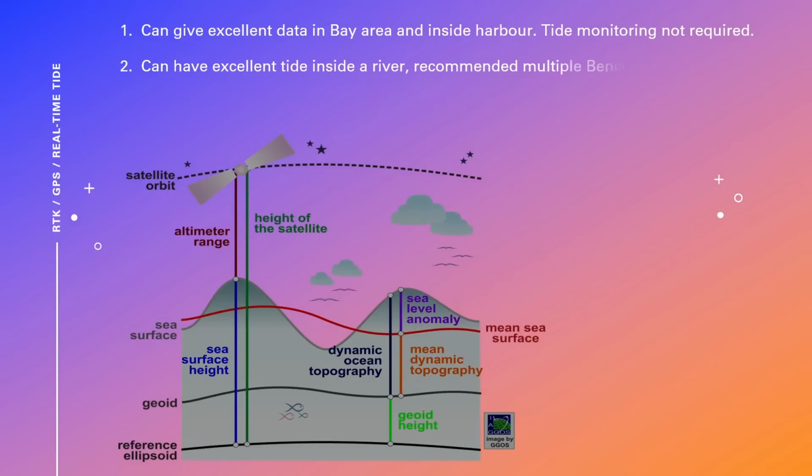This can also give you an excellent tide inside a river, but we recommend to have multiple benchmarks or multiple stations observed to find where is the ellipsoid to datum.